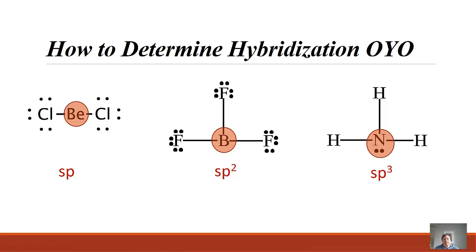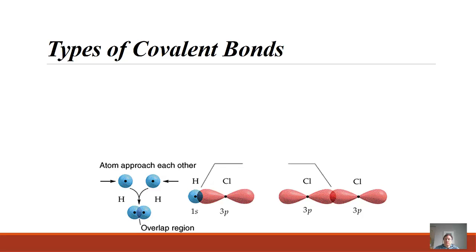Pretty simple to figure this out once you have the Lewis diagram. But you got to be confident drawing your Lewis diagram to be able to do this correctly. All right, let's kind of talk about different types of covalent bonds here. We talked about covalent bonds previously. We talked about single bonds, double bonds, triple bonds. Well, let's talk about more specifically what's going on in each of those types of bonds.